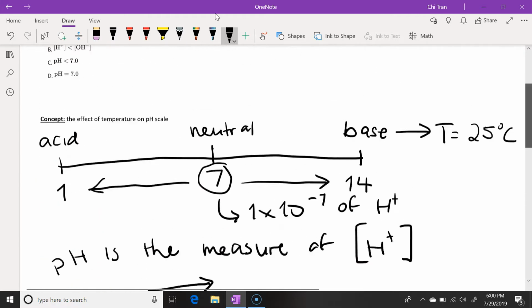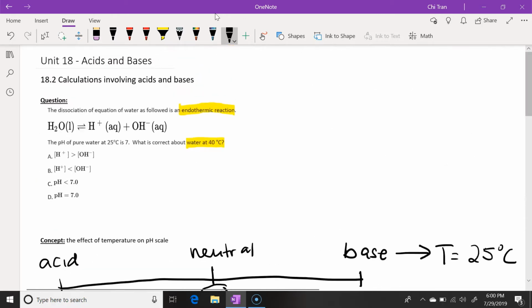If we were to go back to the question, remember this is an endothermic reaction, so heat is on the reactant side. And we have an increase in temperature. And so the equilibrium will shift to the right, and the concentration of H plus increases. So the answer is C, as pH will decrease.